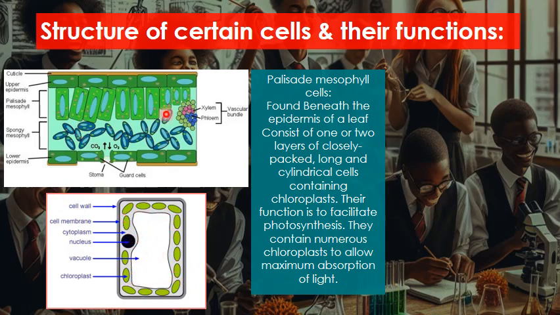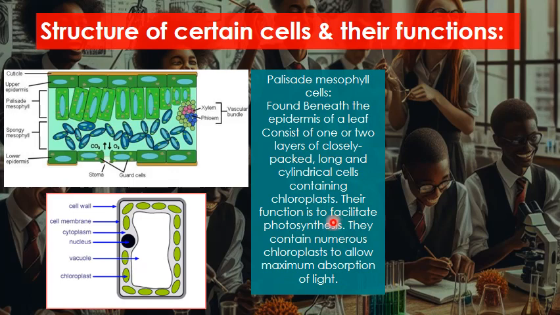And why? Because it's found on the leaves, right? And it needs a lot of chloroplasts to be able to absorb the sunlight for photosynthesis to happen. So it's found beneath the epidermis of a leaf, which is this one, the upper epidermis, right? And it consists of one or two layers of closely packed, long and cylindrical cells containing chloroplasts. A cylinder is something like a can of beans, right? That's the shape of a cylinder. So we're calling the cells cylindrical.